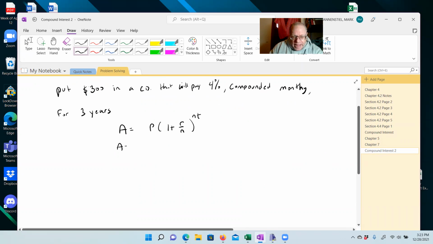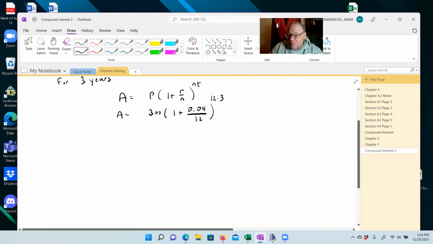So we're going to say A is equal to 300 parentheses 1 plus. Now 4%, that's 4 pennies, 0.04. Divided by, compounded monthly, how many months are in a year? It's 12. Raised to the 12 times 3 years. Let's simplify this a little bit. Actually, let's not even bother with that. Let's just let it go with what it is.